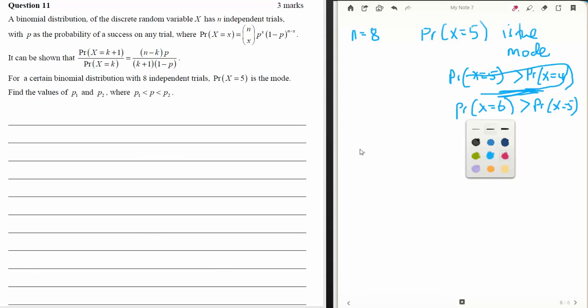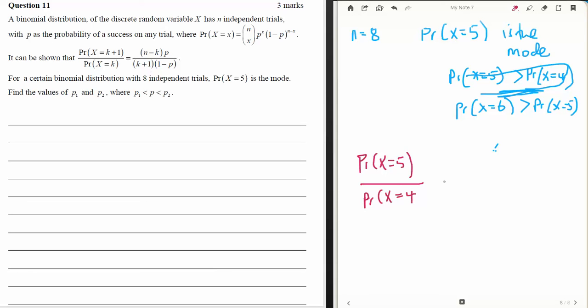Okay, since k plus 1 is on top and k is on the bottom, the larger number is on top. So I'm going to say the probability that X equals 5 divided by the probability that X equals 4 has to be greater than 1. And I know that that is 5 over 4, therefore k equals 4.